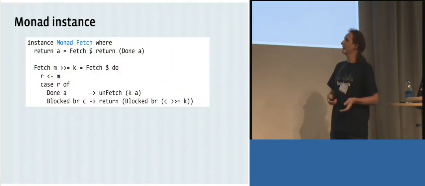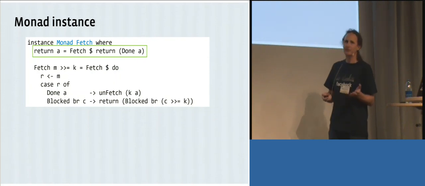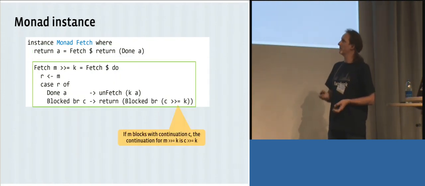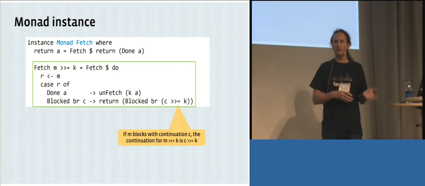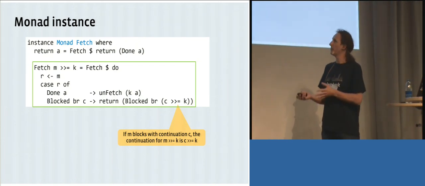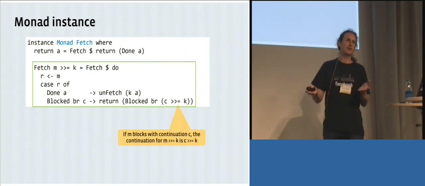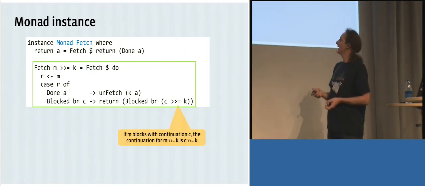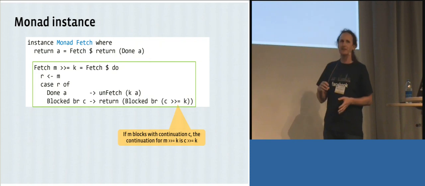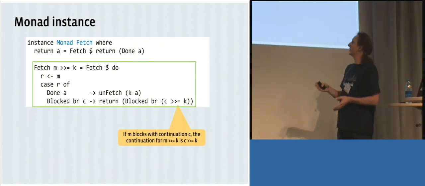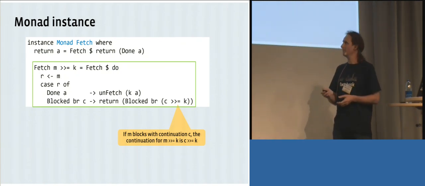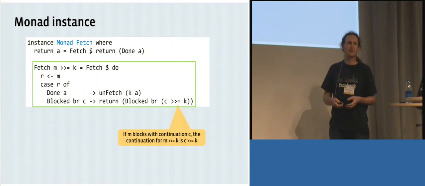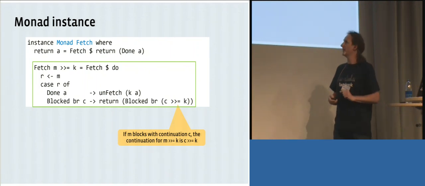The instance of Monad is fairly straightforward. So return just returns a Done. And in the case of bind, what we need to do is execute the left-hand side and then take a look at its result. If it was Done, then we can go ahead and do the right-hand side. If it was Blocked, then the whole thing is blocked. And the continuation, in the case of Blocked, is, well, we've got the left-hand side, and we need to just bind the right-hand side. This is very similar to a free monad construction.